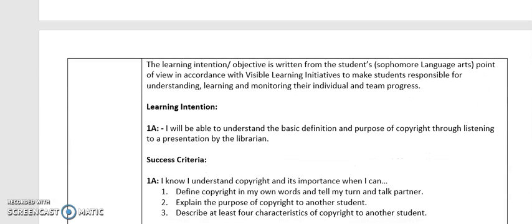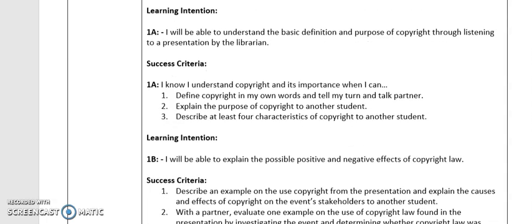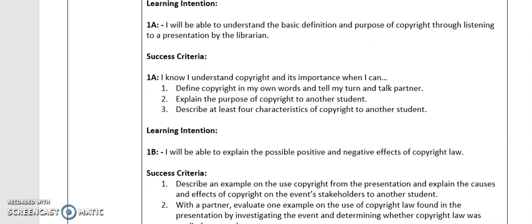The learning intention objective is written from the student's sophomore language arts point of view in accordance with the visible learning initiatives to make students responsible for understanding, learning, and monitoring their own individual and team progress. Learning intention 1A. I will be able to understand the basic definition and purpose of copyright through listening to a presentation by the librarian. Success criteria.